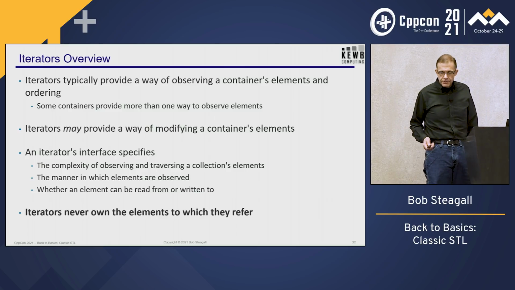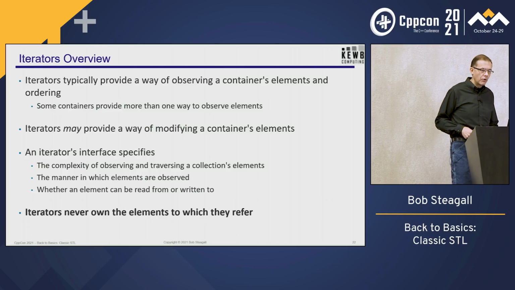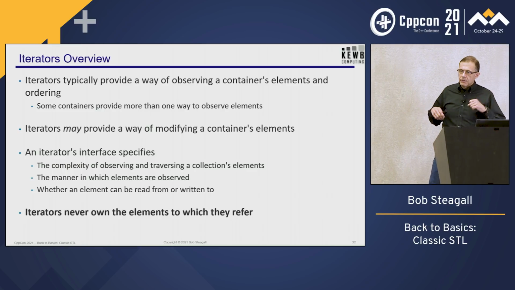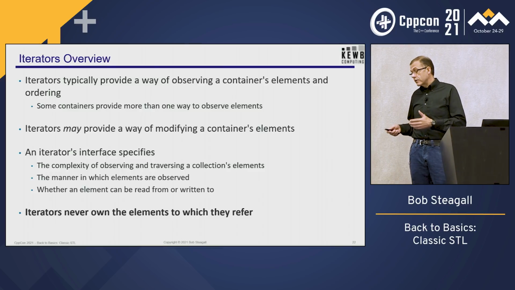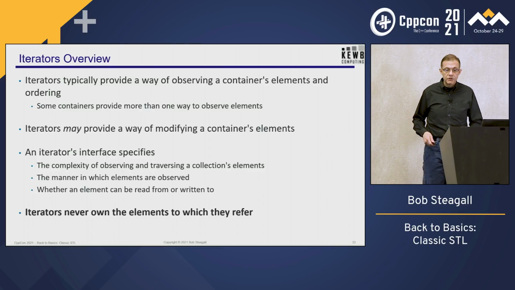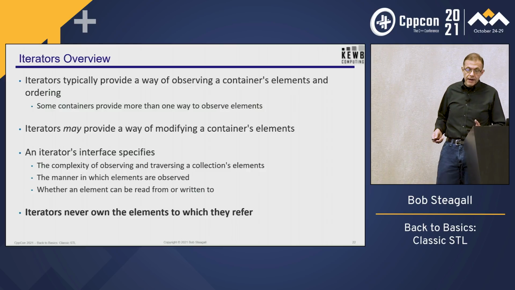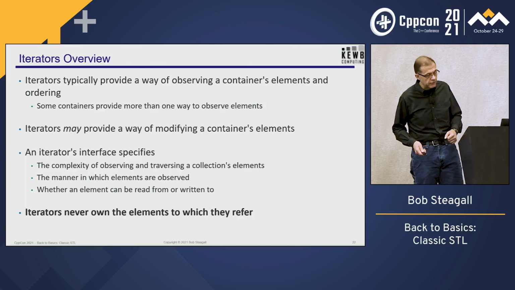And the converse of containers owning elements is that iterators never own the elements to which they refer. They are, in a sense, pointers. They are conceptual pointers. Some older implementations of vector, for example, used to actually use raw pointers as iterators. So pointers actually implement the random access iterator interface.